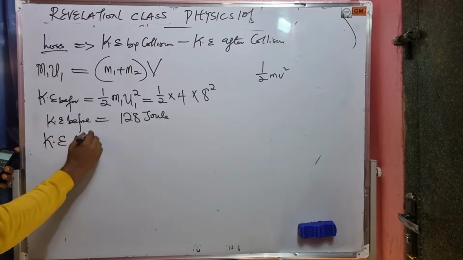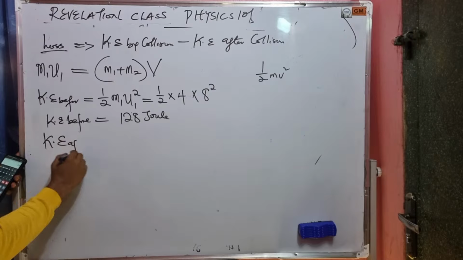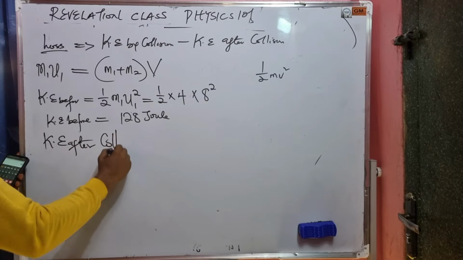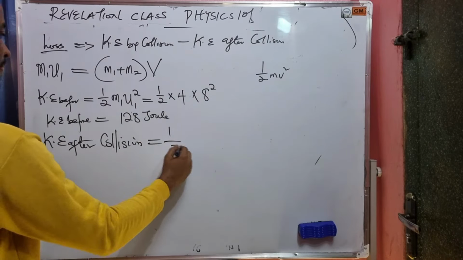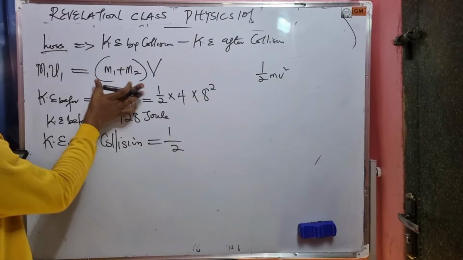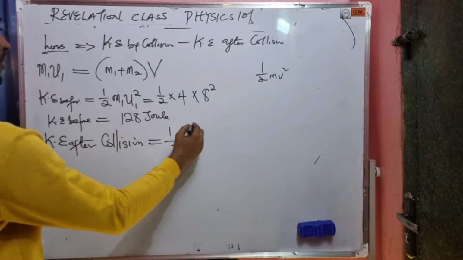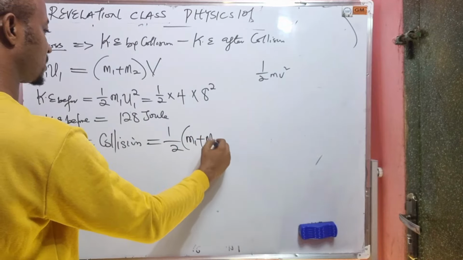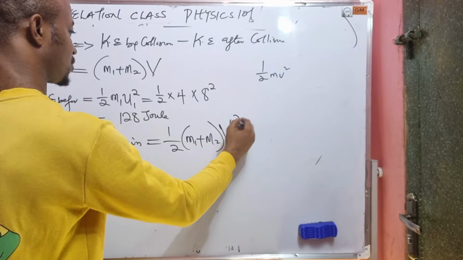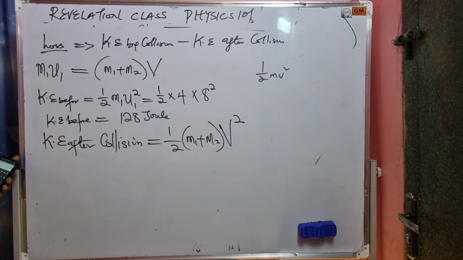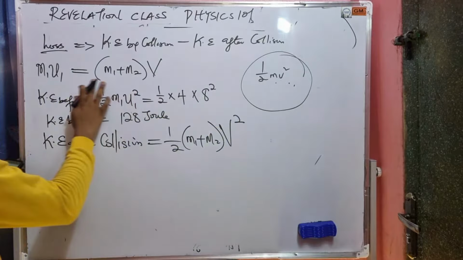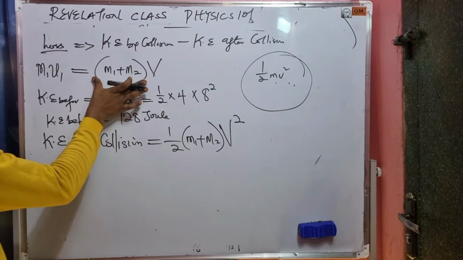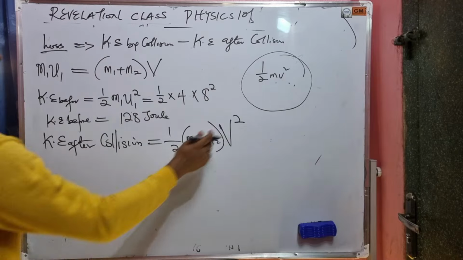KE after collision. After collision, I will use this to find it. The formula will be half m v squared, but our mass here is the sum of these two masses. So that will give us M1 plus M2, then V squared. From the KE formula, half m v squared, for after collision the mass we have here is the sum of both M1 and M2, then V squared.